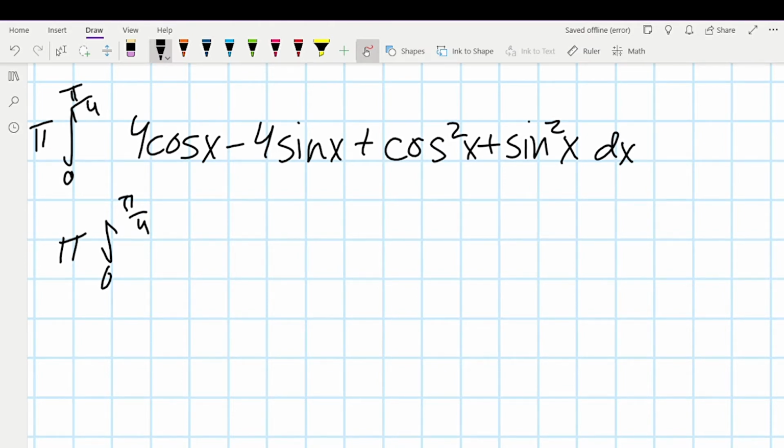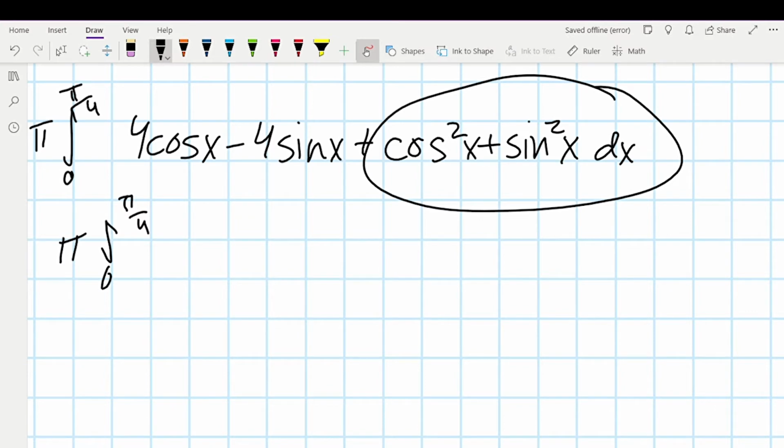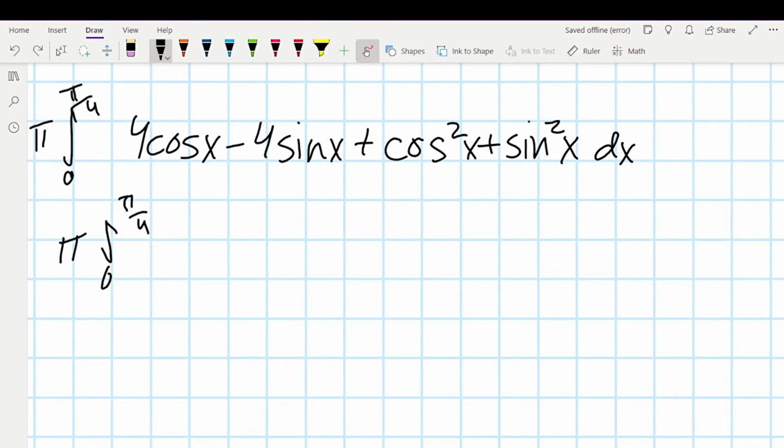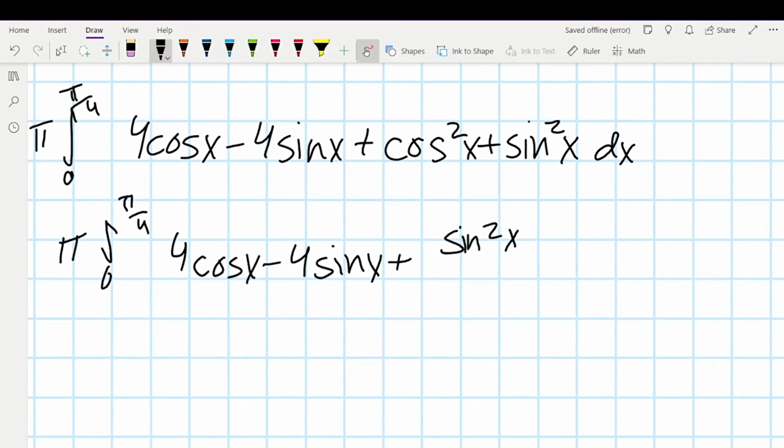So the next thing we can do is we can actually go ahead and use an identity that we know for cosine squared x plus sine squared x. So I'm going to go ahead and write this down. And we know that those two can become cosine 2x, sorry. dx.